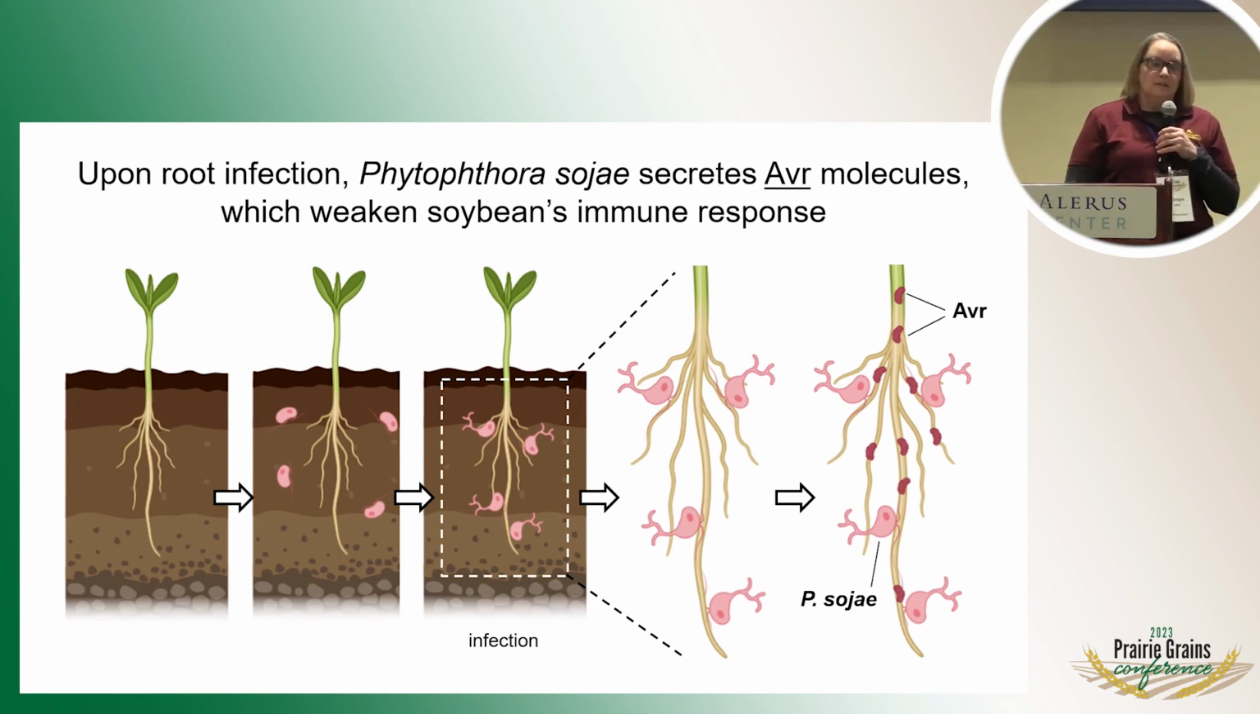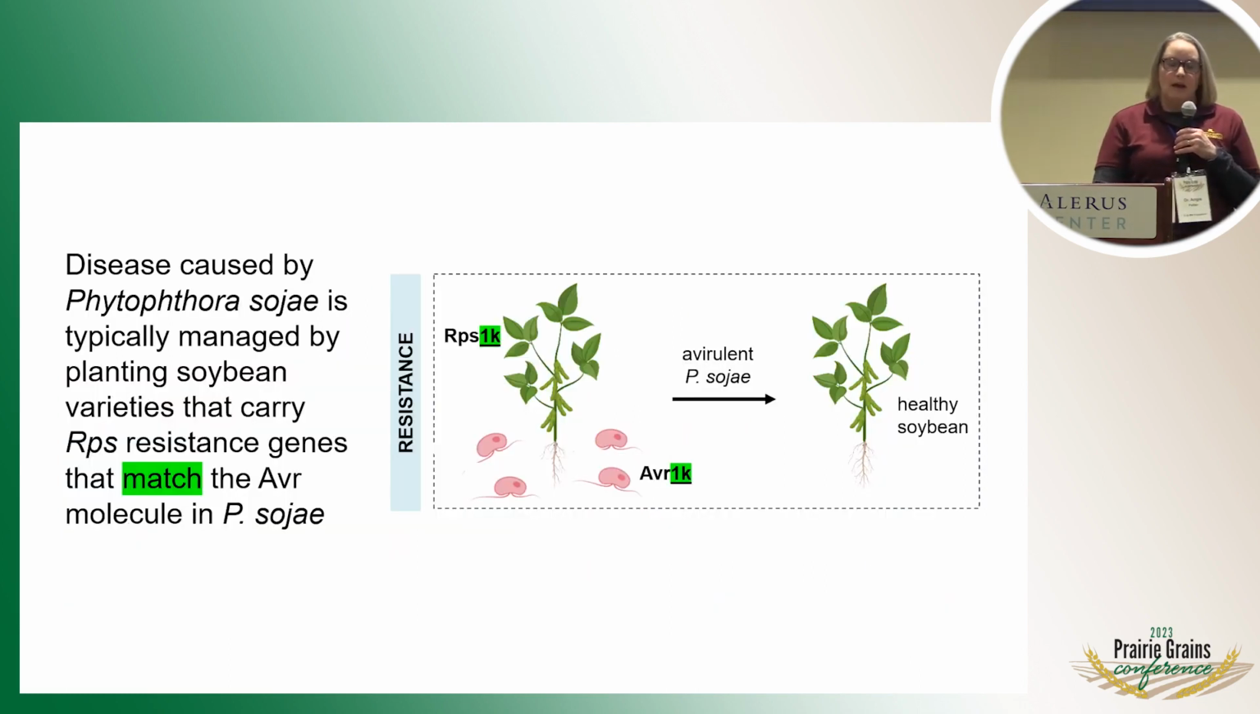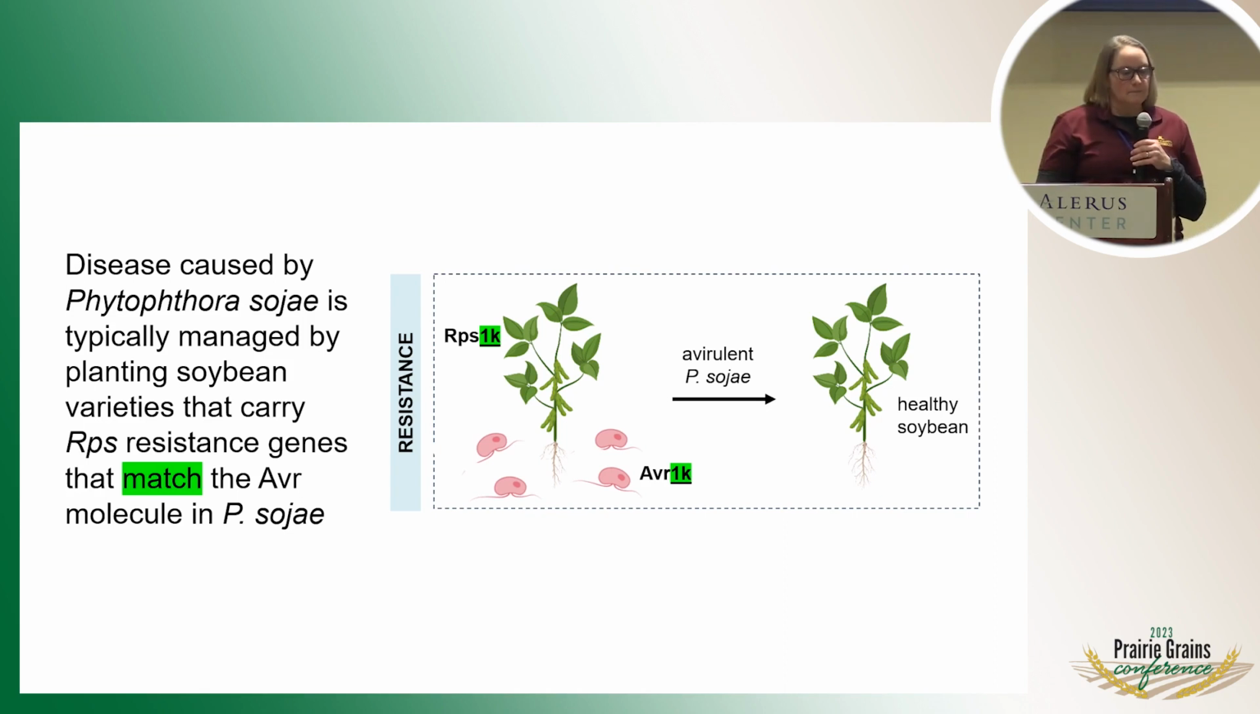So in the pathogen itself, the pathogen produces what are called AVR molecules. And those molecules it releases when it infects the plant. And these molecules try and disarm the defenses of the soybean plant. But one of the main ways that we actually manage Phytophthora root and stem rot is through variety selection. So what we do have is a series of resistance genes called RPS genes. This is named for resistance to Phytophthora sojae, so RPS.